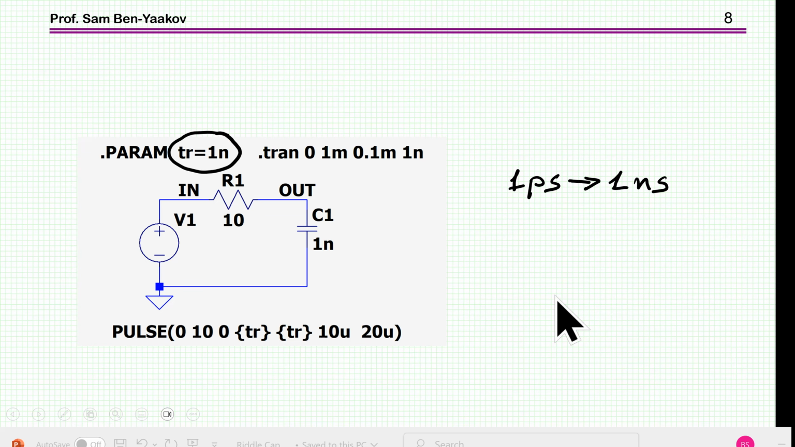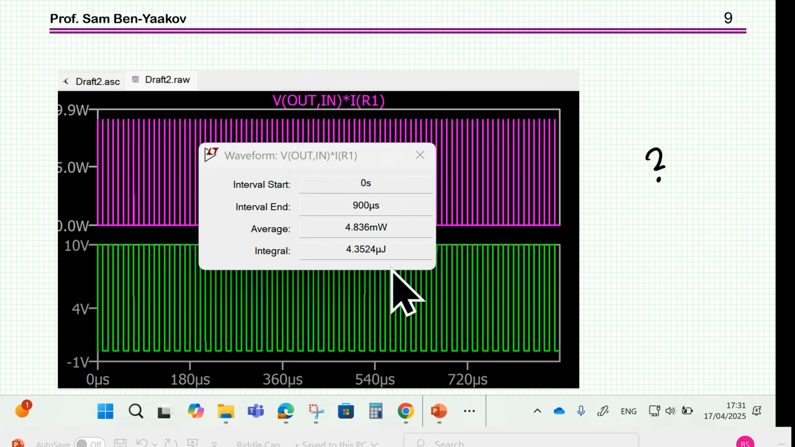Now comes the strange part. Leaving the resistor at 10 ohm, I'm now changing the rise time and fall time, because this is the same number here for the rise time and fall time, from 1 picosecond to 1 nanosecond. And strangely enough, now we have a different power dissipation. It's 4.8 rather than 5. It's about 3% less. And the question is, why is it that by changing the rise and fall time, I'm getting, in this case, a lower power dissipation? What's the reason for that?